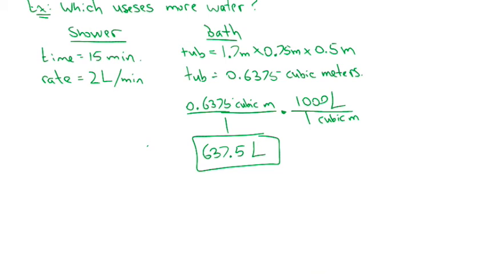You also could time how long it takes to fill up your bathtub, and then divide how many liters your bathtub is filled by how much time it took, and that's your water rate.